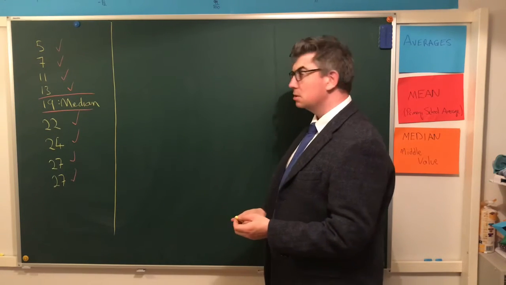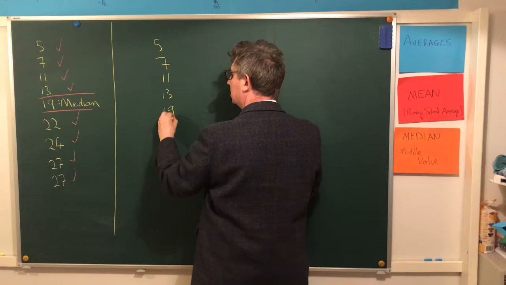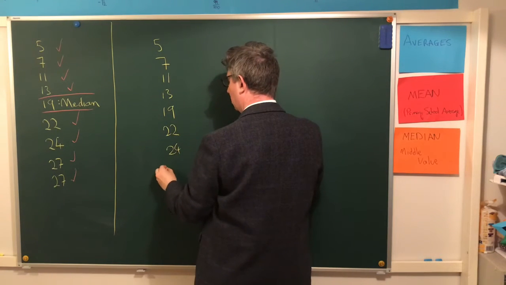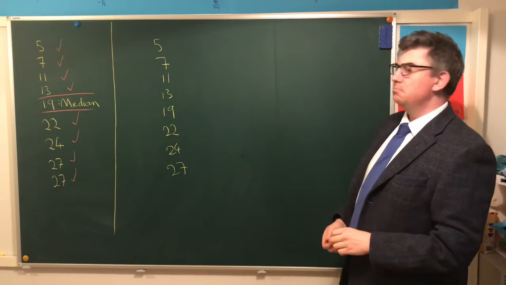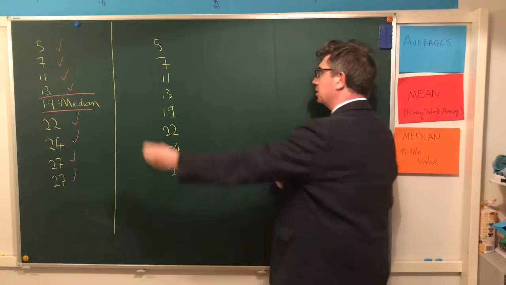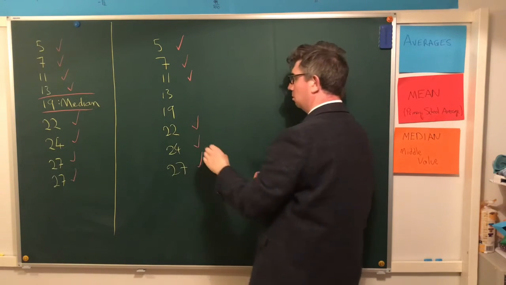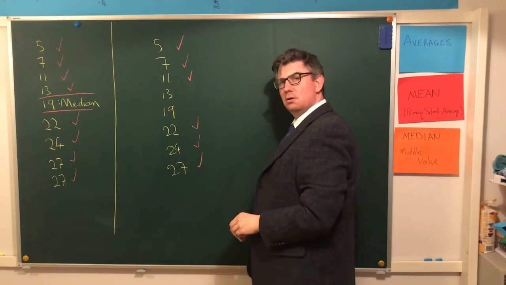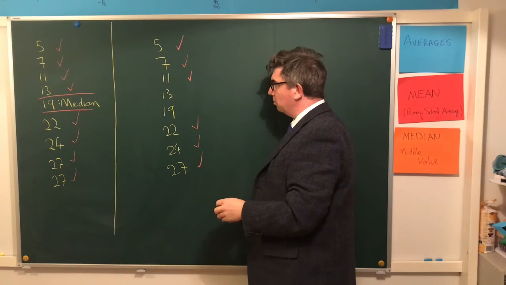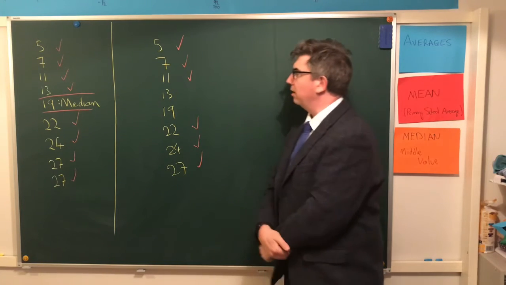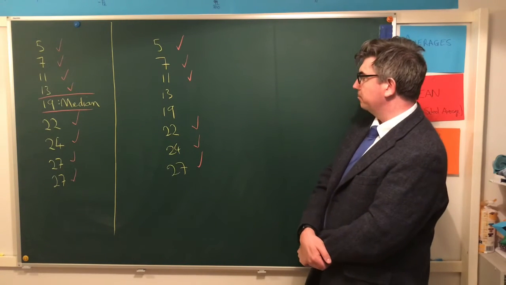What if I gave you an even sized data set? If I gave you 5, 7, 11, 13, 19, 22, 24, and 27. What about if I gave you that data set? And I said, find the median. Well, we know what we do. We take off the top one, the bottom one, and we go back up the top. Oh, and if I take both of these guys here off, I'll be left with nothing. So that's a problem. And that always happens when we have an even number of data. So I need a system to deal with this, okay?